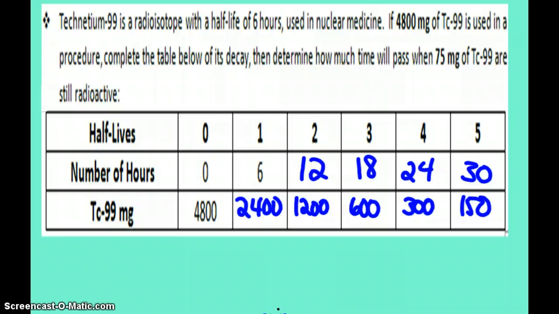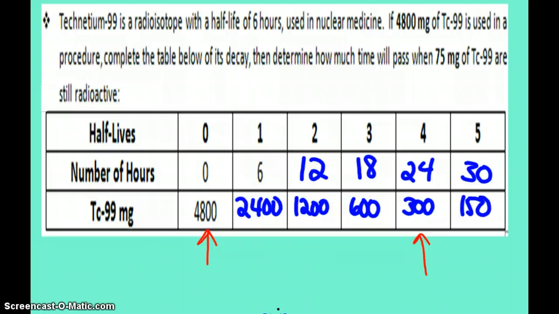After each half-life, it's 6 hours, so the number of hours increases by 6, and the number of milligrams goes down by half. And you'll notice, as it said there in the question, it's used in nuclear medicine with a half-life of 6 hours. So if you're injected with 4,800 milligrams of technetium-99, a day later, only 300 milligrams is still radioactive in your body. It decays very quickly, becomes very stable, and even though there will still always be a small, infinitesimal trace that's still radioactive in your body, it reaches a safe level very quickly.